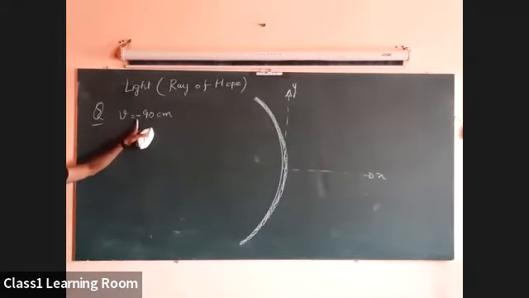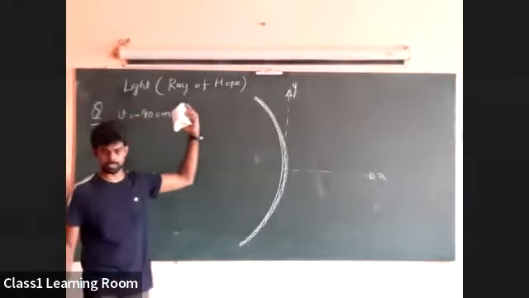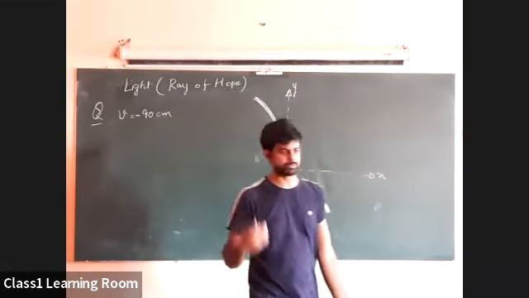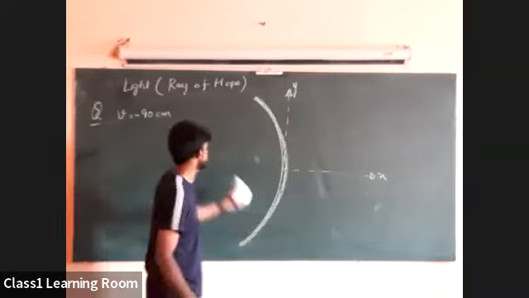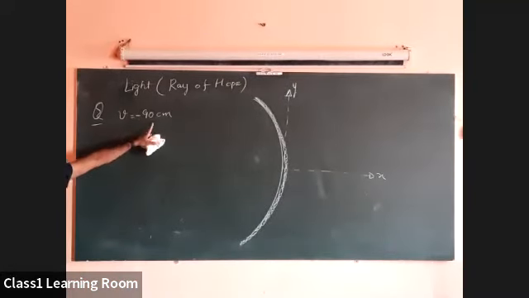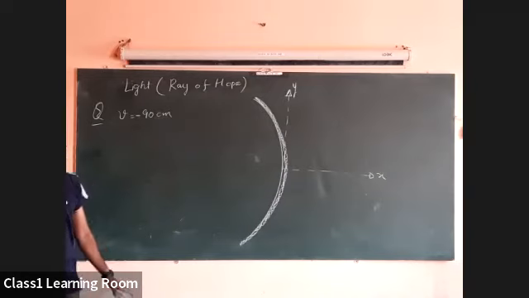If it's written that the image is forming 90 centimeter in front of the mirror, that means what? In front of a concave mirror, it was given, right, in the problem. That means it is negative 90 centimeter. You have taken negative, right? Good. How much is the focal length?